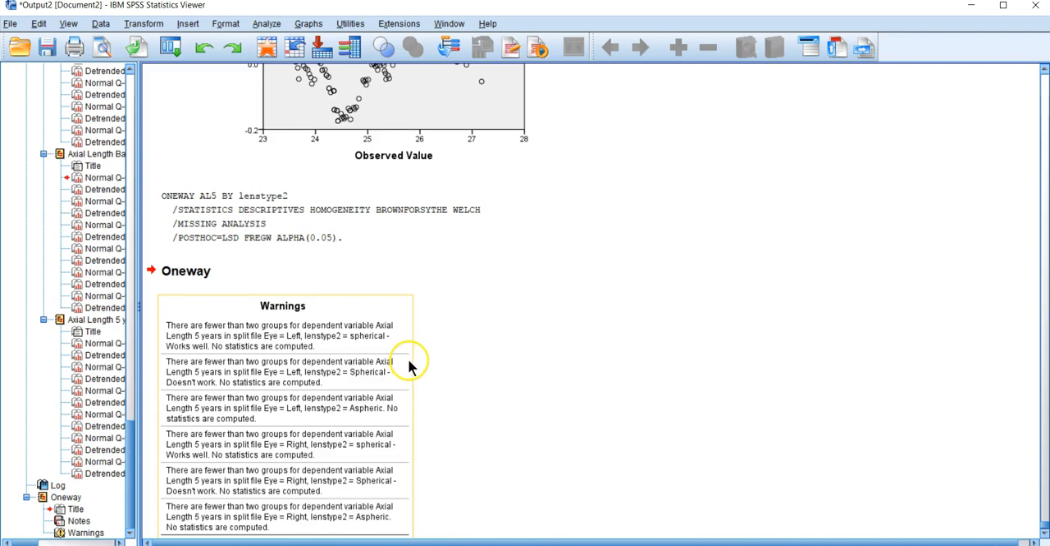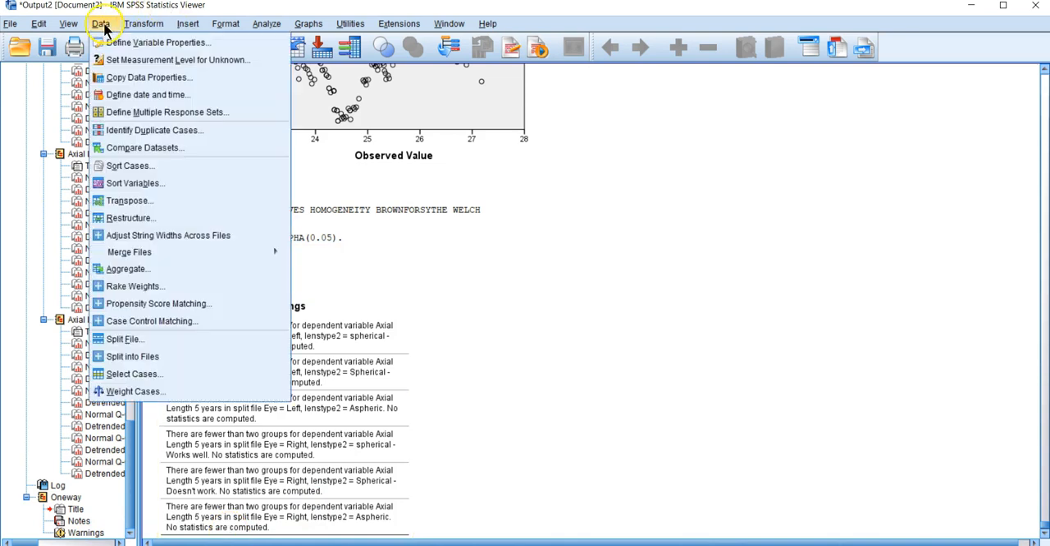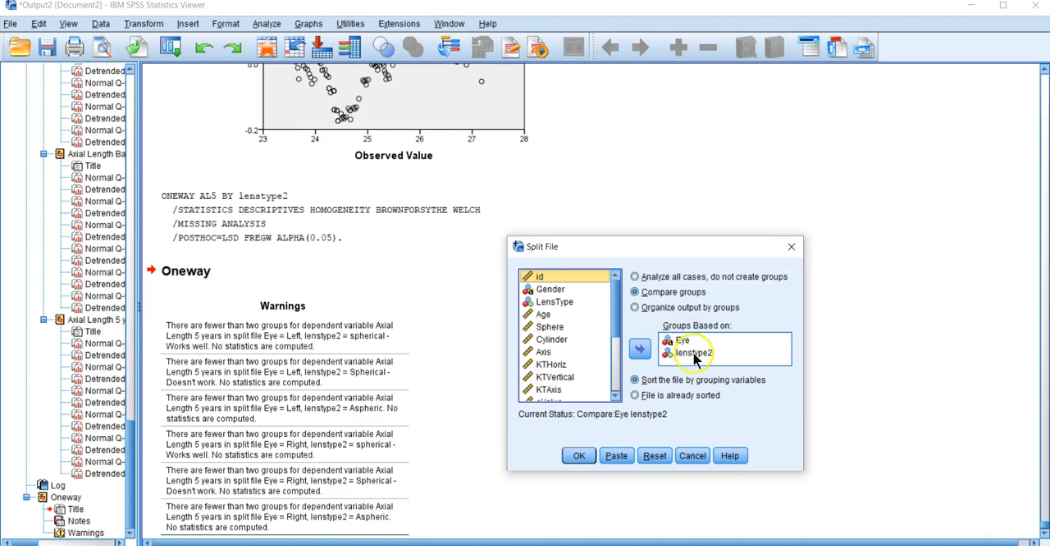Oops. This is a very common error. I did not turn off the split files. Now, I don't want to turn off all the split files. I just want to get rid of the lens type because that's the group we're testing. So you can't split into different groups, it won't work. Now we want to keep the eye in here because we want to do the analysis twice. Once for the left eye and once for the right eye. It's kind of like a mini replicated study.